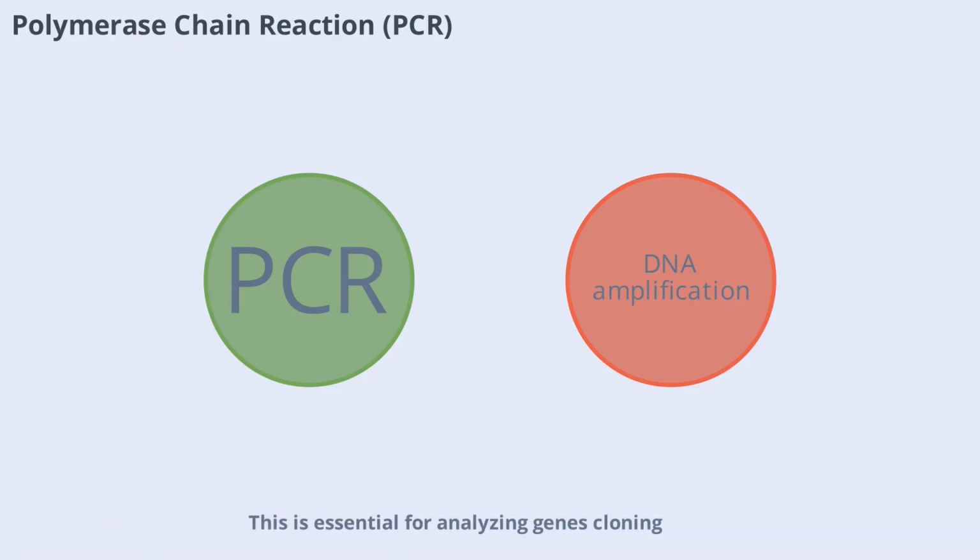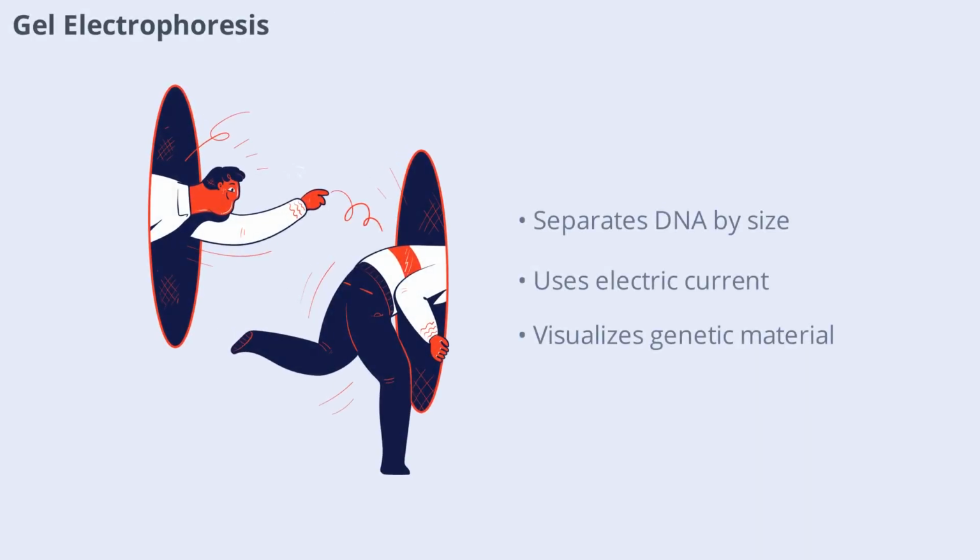This is essential for analyzing genes, cloning, and many other genetic engineering applications. PCR has revolutionized molecular biology by making DNA analysis faster and more efficient. Gel electrophoresis is a technique used to separate DNA fragments based on their size.